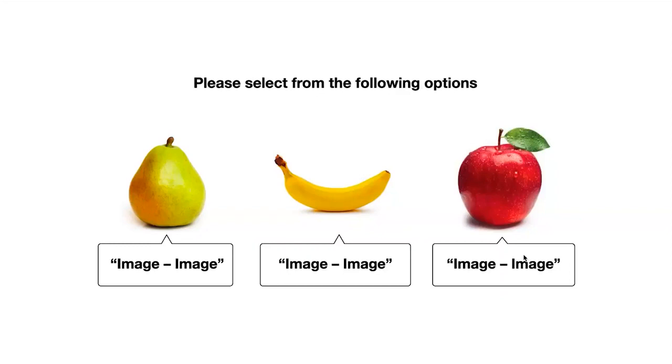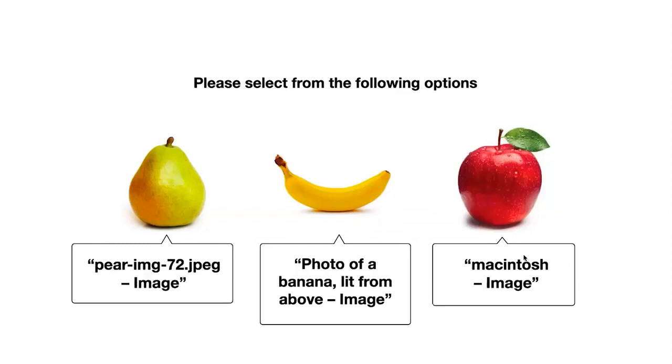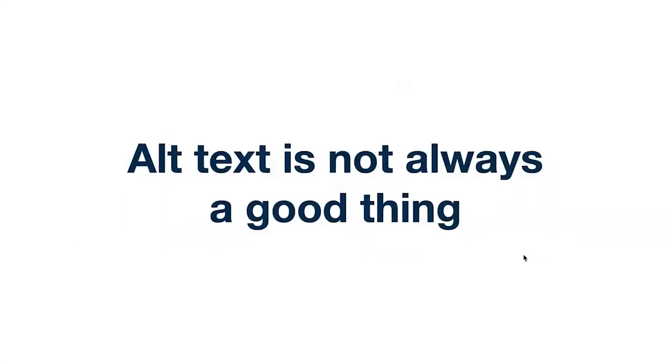Not very helpful. Or you might just have wildly inconsistent and inappropriate alternative text like pear img72.jpg or photo of a banana lit from above. Here you can see that the level of detail or the kind of relevance of that alternative text isn't really appropriate for the context of, in this case, choosing between these 3 options.